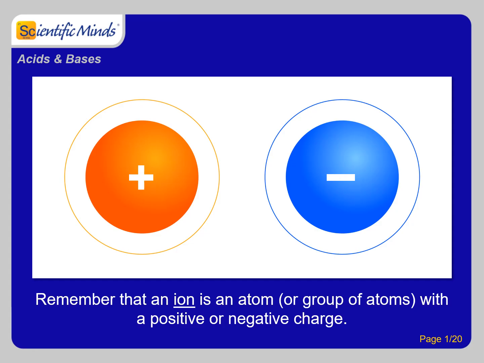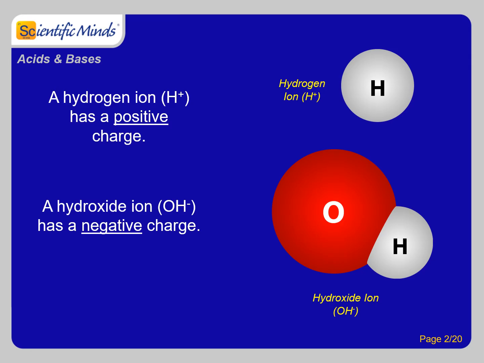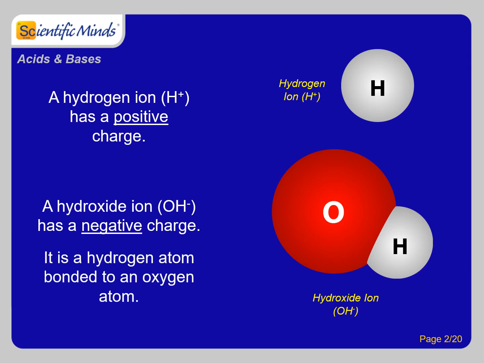Remember that an ion is an atom or group of atoms with a positive or negative charge. A hydrogen ion has a positive charge. A hydroxide ion has a negative charge. It is a hydrogen atom bonded to an oxygen atom.